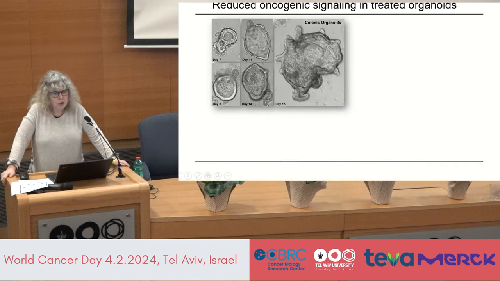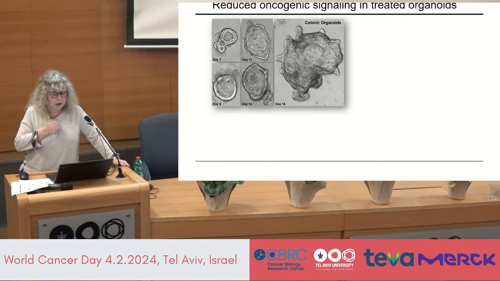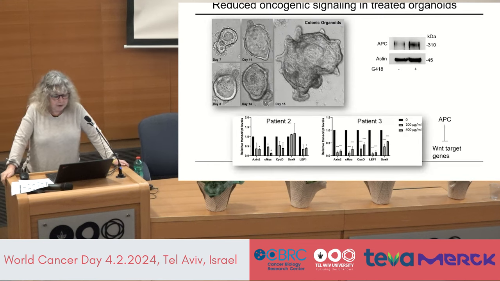We can also grow organoids from the samples Revital gives us. We take them in ice, we grow them into three-dimensional structures in the lab. We can monitor the development, the growth, and different parameters. We can try and see how we can restore APC in these organoids. And here again, we found that patient number 3 reacted much better than patient number 2.